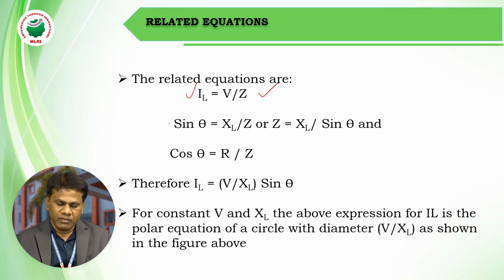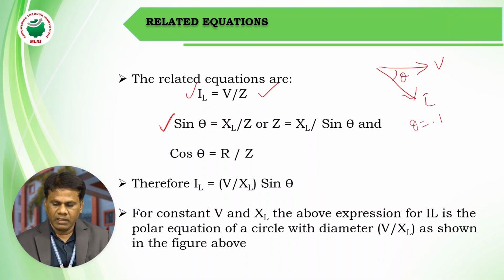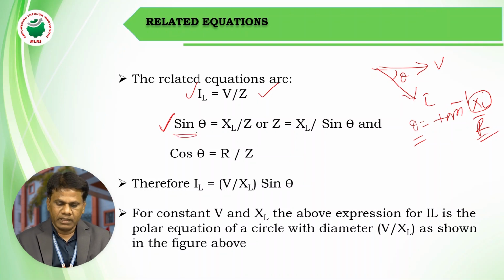From the phasor diagram, taking voltage as the reference, the current is lagging with respect to the voltage by some angle. That angle is the phase angle, given by tan inverse of the inductive reactance by the resistance. From this phasor diagram, sin theta is equal to XL by Z, so Z is equal to XL by sin theta.